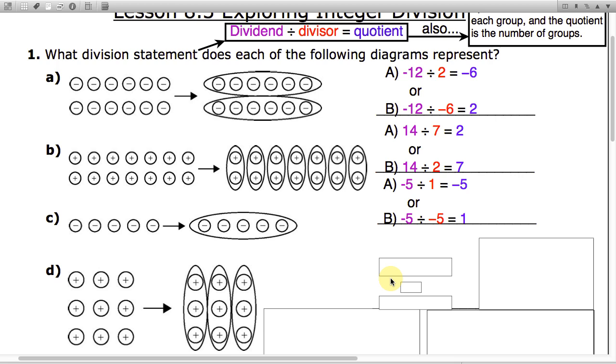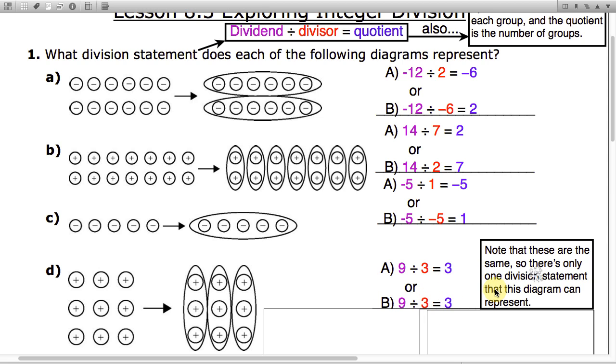Now the last one here is kind of interesting because it doesn't matter whether you make the divisor the number of groups, 3, or the size of each group, 3, because they're both the same. So that's sort of a special case scenario that in this case it's exactly the same. So there is only one division statement that this diagram can represent.